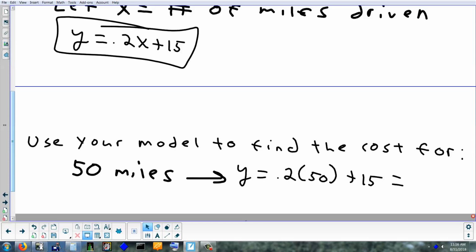So everyone agree with $40? I'm thinking 2/10 of 50. I got 10 plus 15. 10 plus 15, right? It should come out to 25. Okay. Any questions on that?